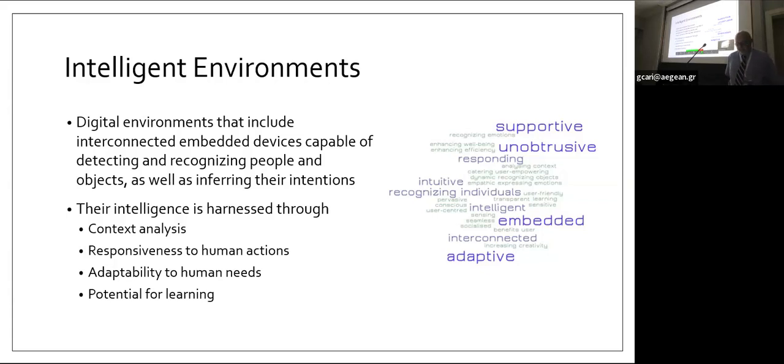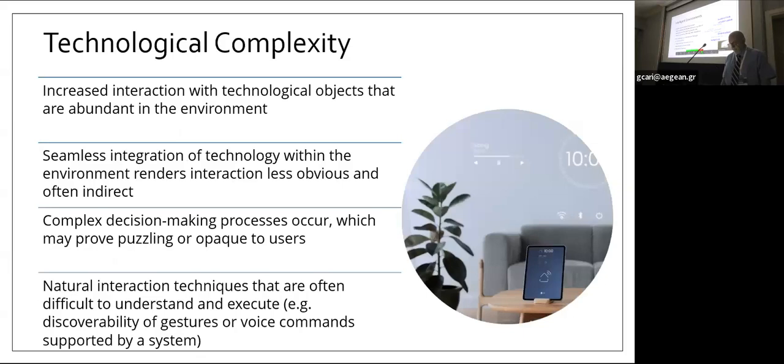Their intelligence is harnessed through context analysis, responsiveness to human actions, adaptability to their needs, as well as their potential for learning. User experience design in smart environments is a complex undertaking due to the intricate interplay of various factors, one of which is accessibility.